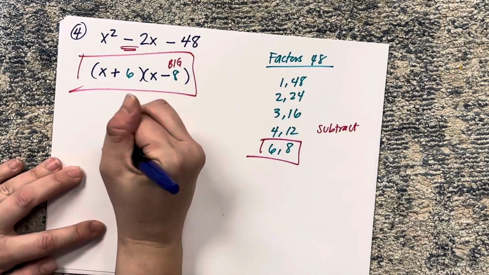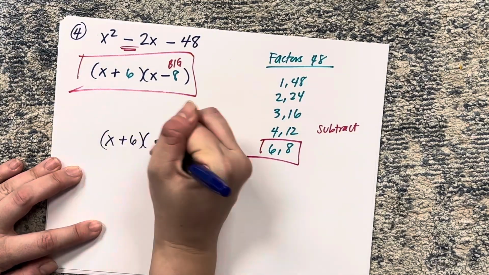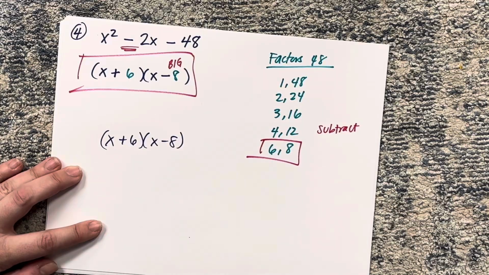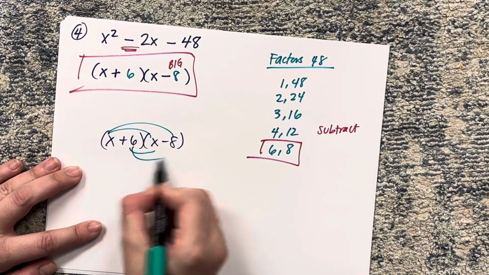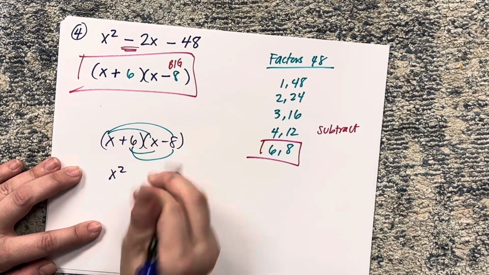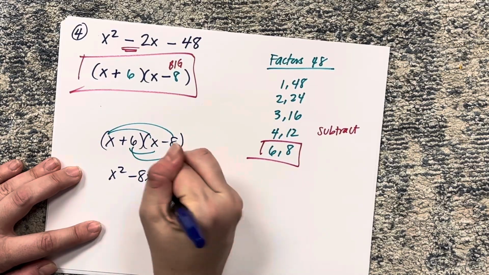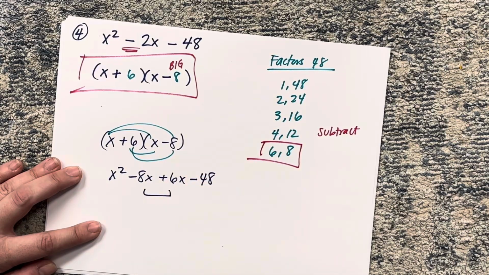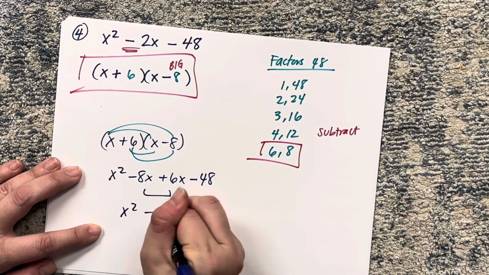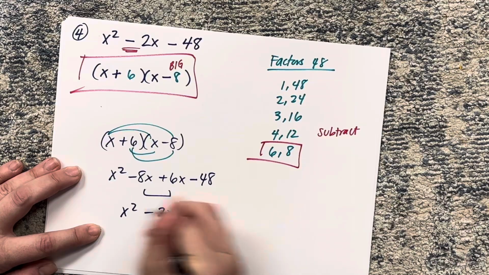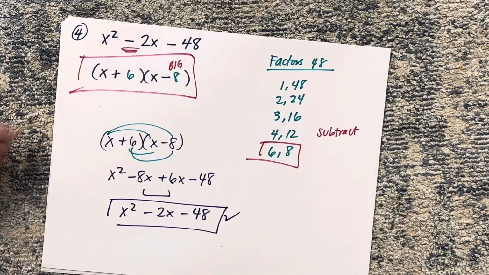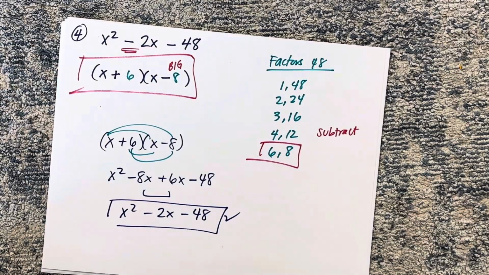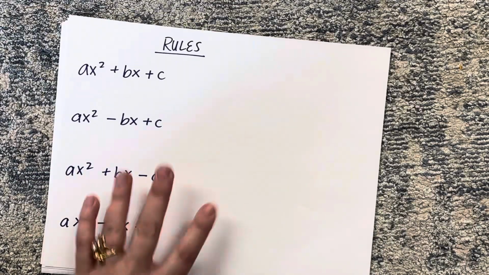And that should be correct. And we can always double check by foiling. Okay, first, outside, inside, last. X squared minus 8x plus 6x minus 48. Combine like terms, x squared minus 2x minus 48. Okay, that checks out. So this is how you factor that correctly. All right, now to look at the rules.